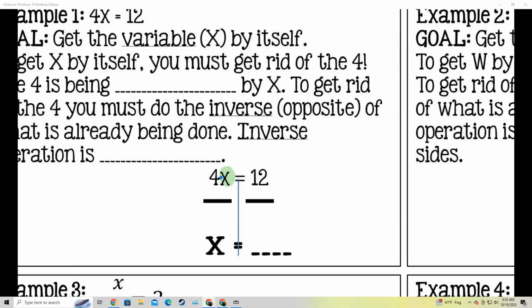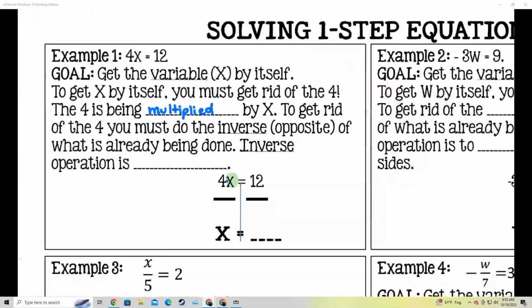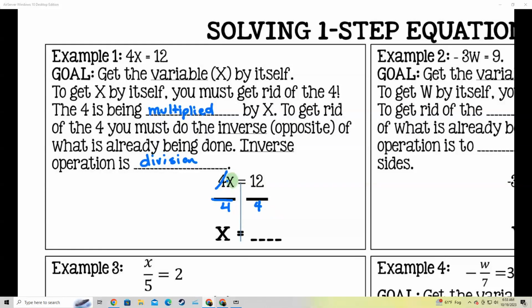So right now the 4 is being multiplied by x. To get rid of the 4, you must do the inverse, the opposite of what is already being done. The inverse operation of multiplication is division. So we're going to divide both sides by 4. When you divide, you immediately put the line, and then underneath it you put a 4. These 4s are going to cancel. 12 divided by 4 on the right just gives me the 3.